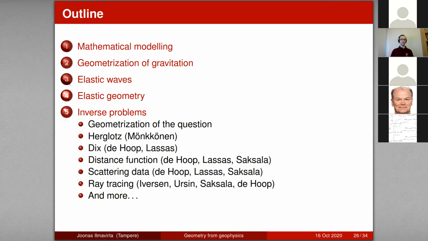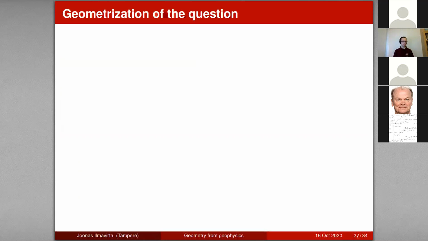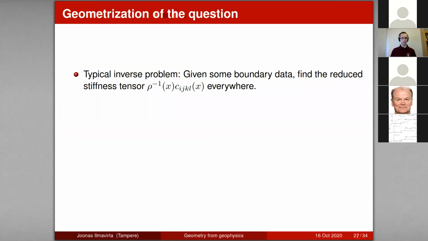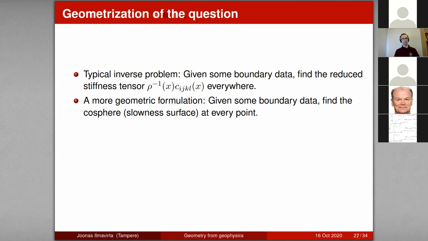So that is the setup for the geometry, and then there's this list of inverse problems, which I'll describe very quickly, just to give a flavor of what the actual problems are. I'll start with geometrizing the question. The typical inverse problem would look like this: you are given some boundary data, and the task is to find the reduced stiffness tensor everywhere. Given some data, try to see what this parameter is inside the planet. A more geometric formulation: given some data on the surface of the planet, find the co-sphere, that is the slowness surface, at every point. This sounds much more geometrical, but it turns out to be the same question. But it is easier to answer.